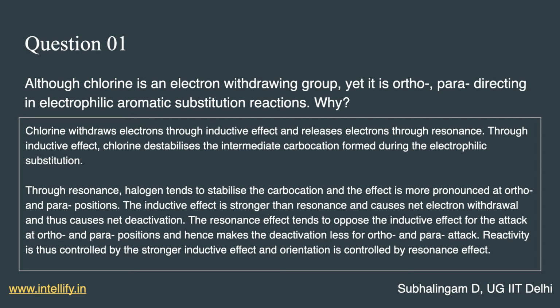Why is it? Chlorine is a minus I plus R group. Because of minus I, electron is withdrawn by chlorine and this affects the reactivity. Due to plus R, electron is released by resonance and this affects the orientation. Hence, chlorine is ortho-para directing, but because of its electron withdrawing nature, it is deactivating. I hope this question is clear.